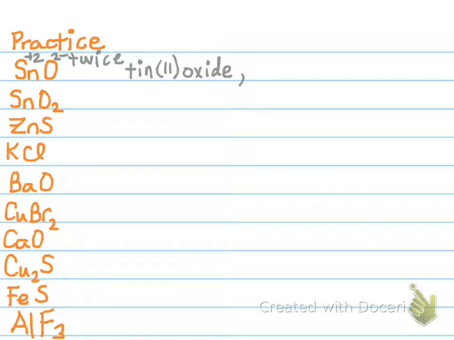My other name, my root for tin is Stann. I look at my helper sheet. The 2 charges on my helper sheet for tin are +2 and +4. So this is the lower charge one, so it's stannous. And oxygen is still oxide.